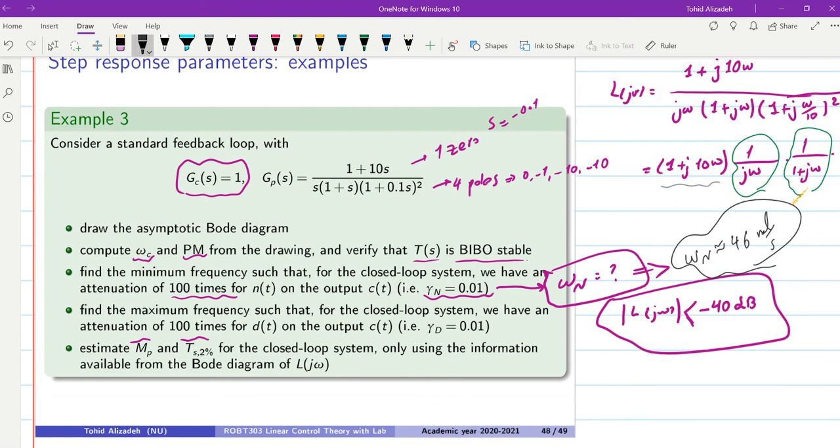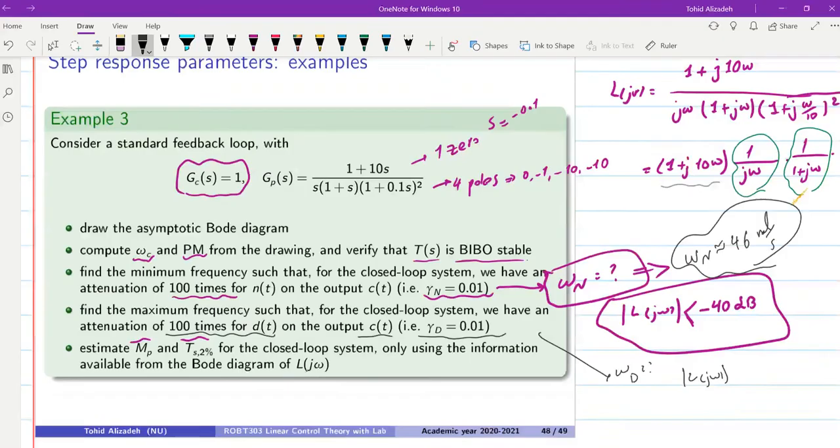The next point is regarding finding the maximum frequency, such that for the closed loop system we have an attenuation of 100 times for the disturbance signal on the output. Gamma d is equal to 0.01. We need to find out omega d. Since gamma d is equal to 0.01, we need to find where amplitude of L of j omega, the range of frequencies for which the amplitude is bigger than 40 decibels.